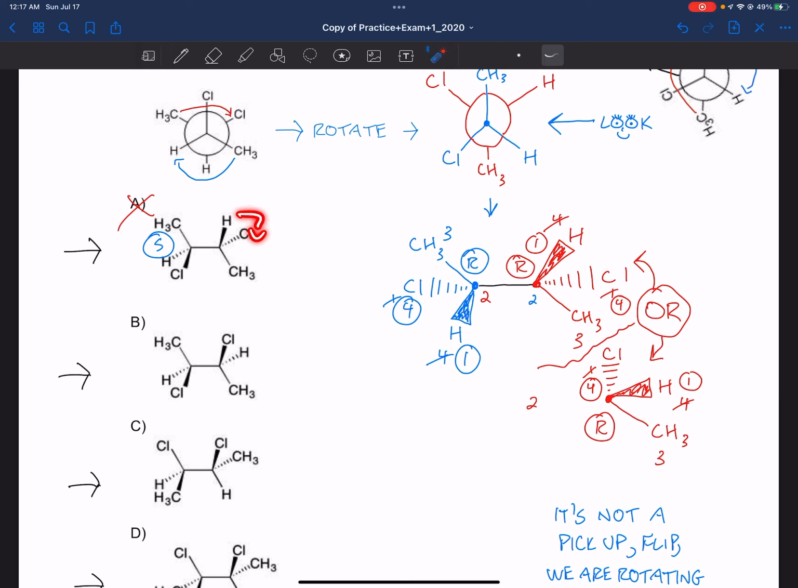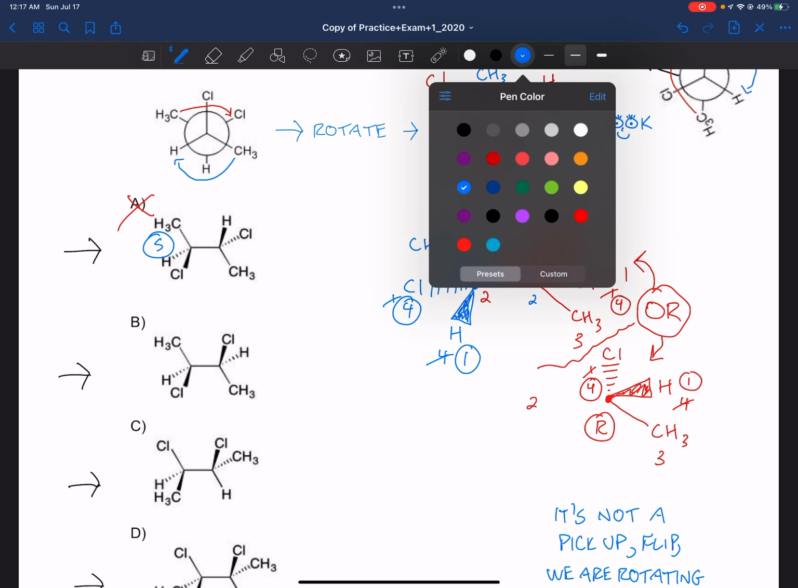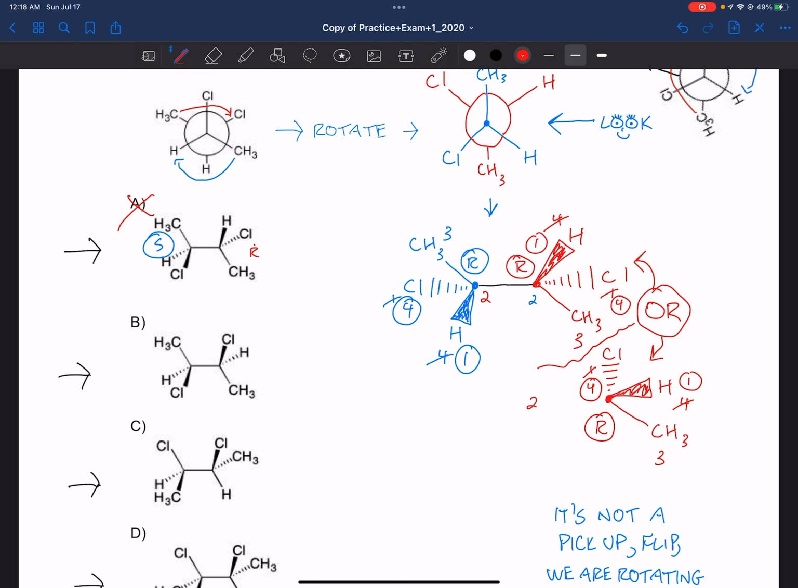We do need to make a switch here with 1 and 4. So this is going to be 1, 2, 3. We're going to the left. This is S. So this side is indeed going to be R. So half of this compound is correct, but the other isn't.